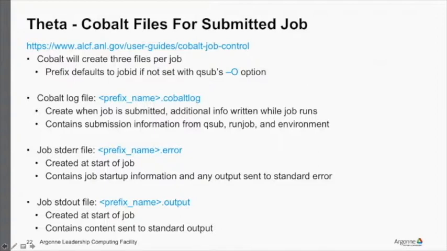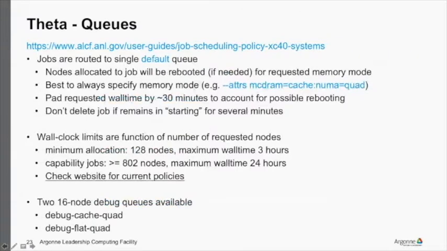When your job enters the running state, you'll then see the appearance of two additional files from Cobalt, the output file and the error file. The output file has all of the standard output directed to it, and the error file has all of the standard error directed to it. You can use qsub's -O if you want to change the name of those files.